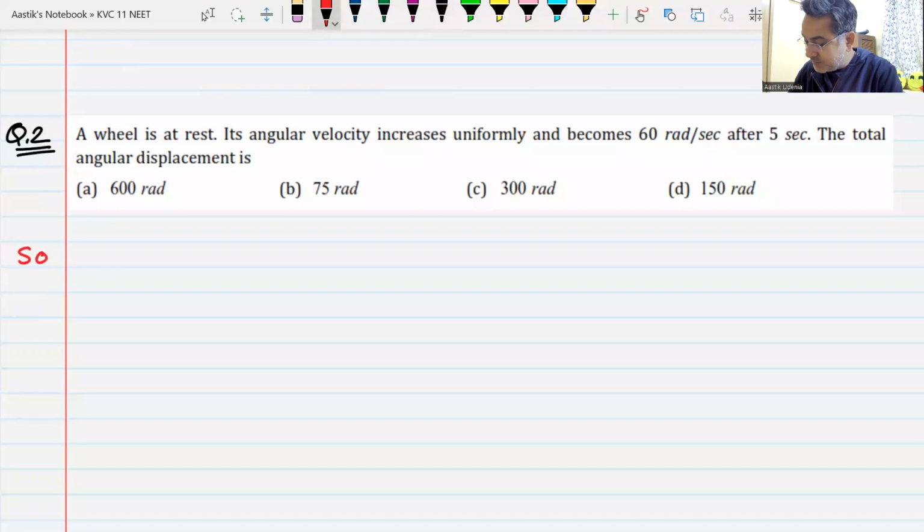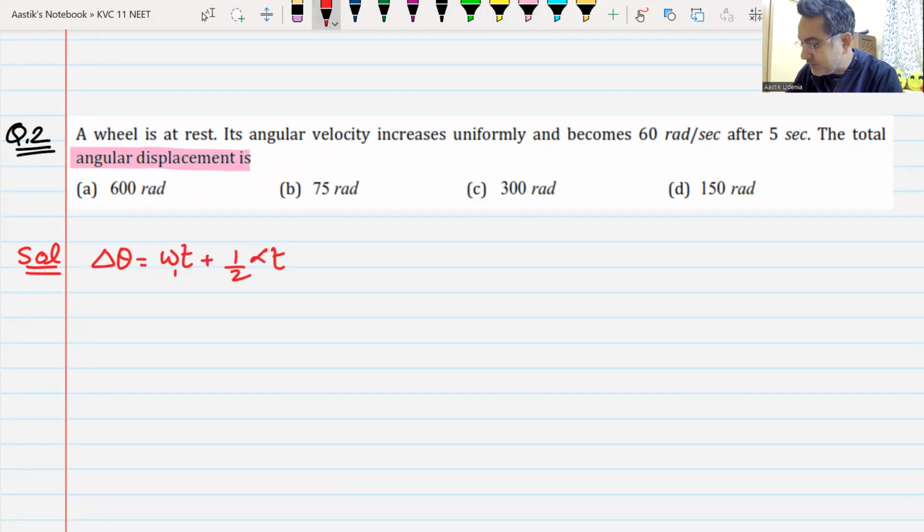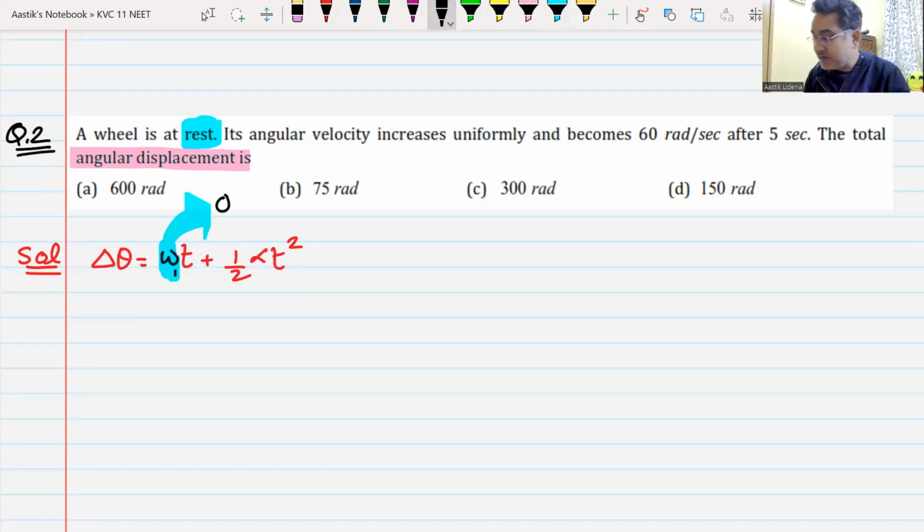So how are you supposed to do this, beta? You have to find out the angular displacement. Now to find the angular displacement, you can use this formula: omega 1 t plus half alpha t square. Now this particle is at rest, so your omega 1 becomes 0. You now just need to find out the value of alpha. As soon as you get the value of alpha, you can find out the value of displacement.